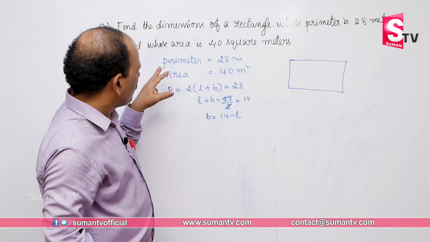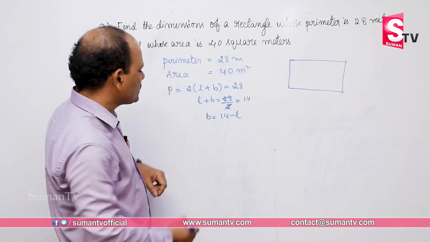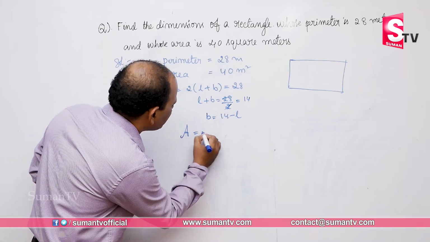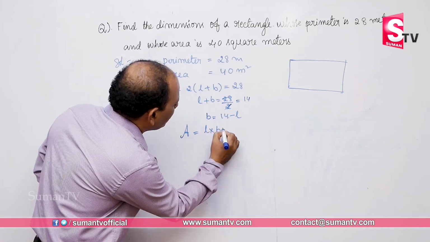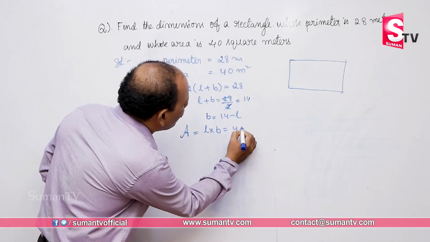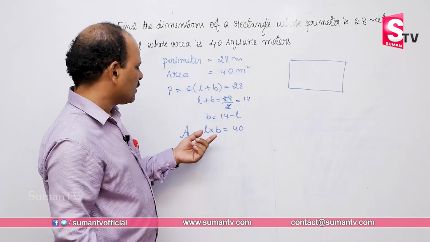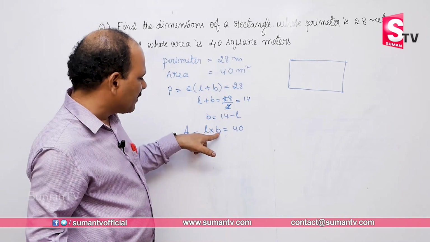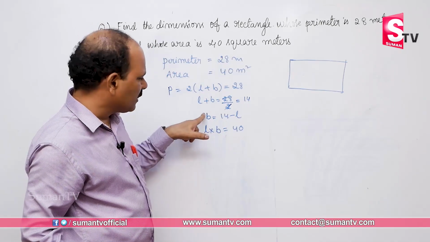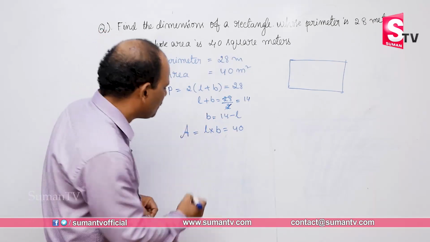Okay. Now come to the area part. What is the area formula? Area is equal to L into B. L into B is given as 40 square meters. Now I am substituting the B value, whatever B value I got earlier, in place of B.